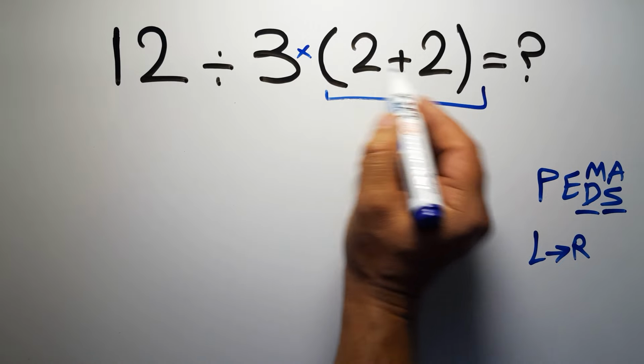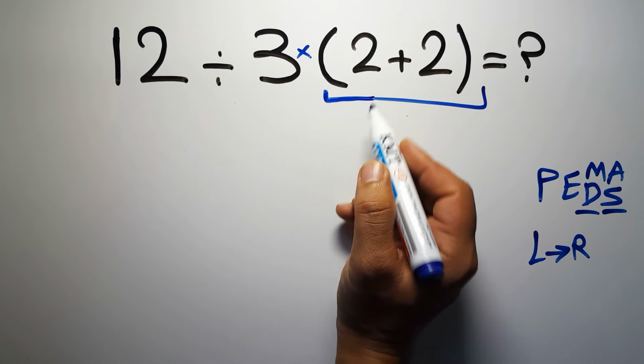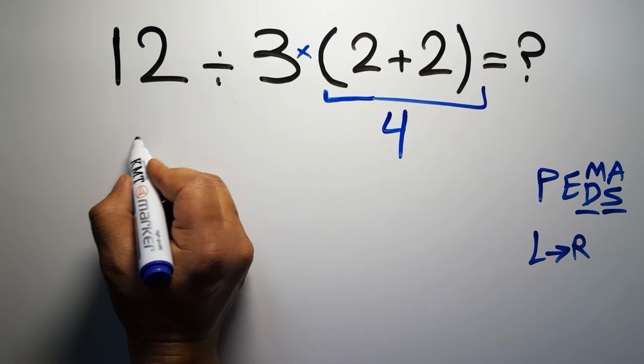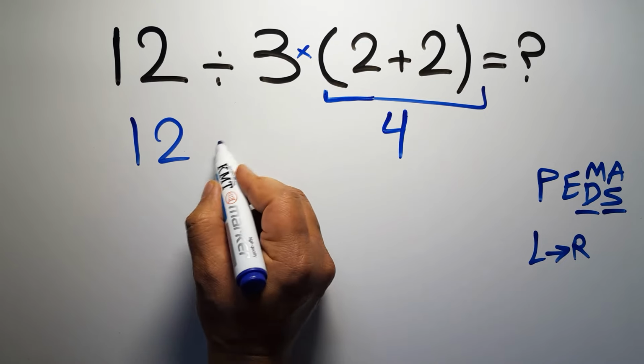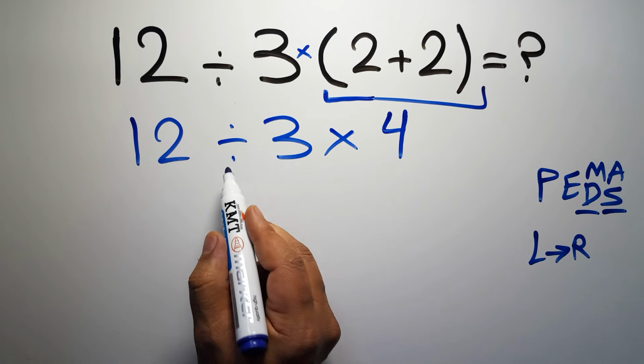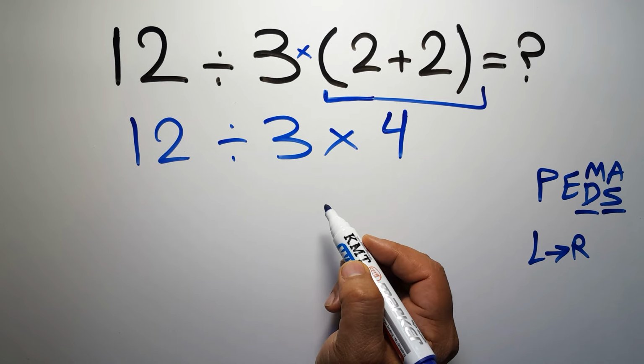So first we have to do this parenthesis. Inside this parenthesis we have 2 plus 2, which equals 4. So 12 divided by 3, then times 4. Now we have one division and one multiplication.